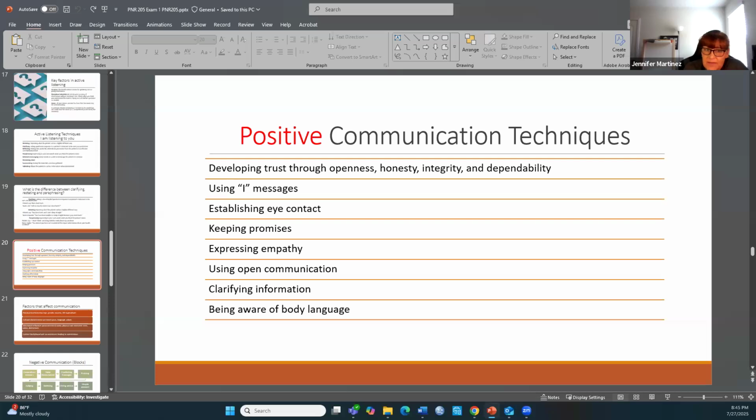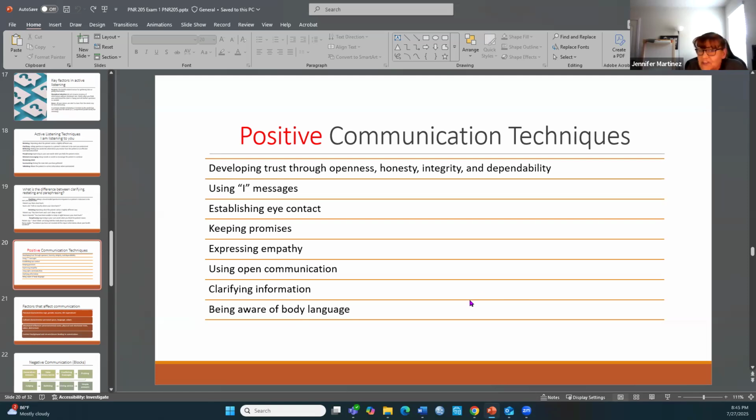And empathy, right? We can understand what they're going through. But we never really truly know what anybody is going through, because you can have two patients in very similar circumstances that are going to experience it two different ways. Use your open communication, get your clarifying information, and be aware of body language.